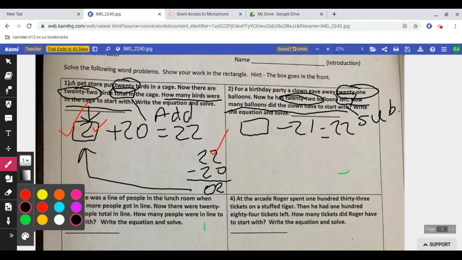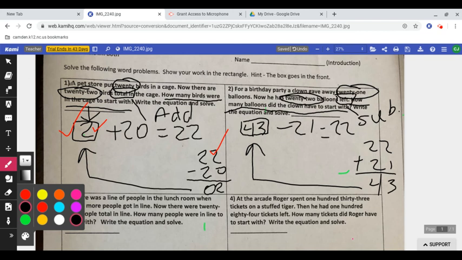So let's try adding. 22 plus 21. 2 plus 1 equals 3. And 2 plus 2 equals 4. If I put 43 in the box, does it make sense? Yes, it does.